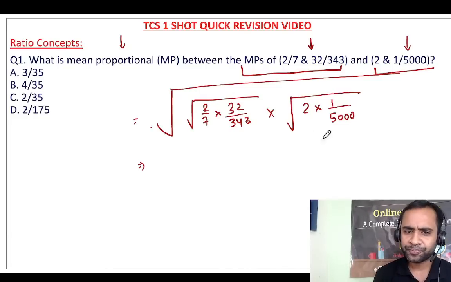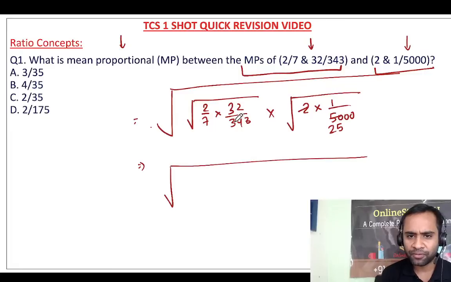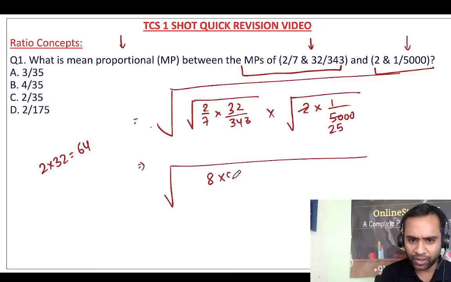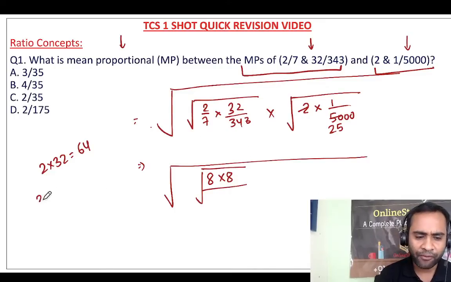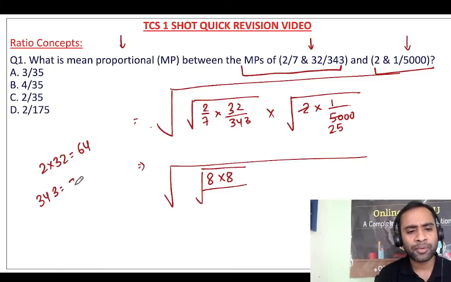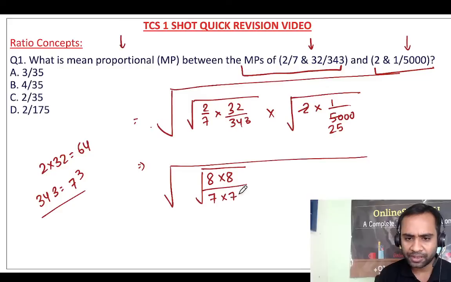Fine. So here you can see 225 times, right? Okay. Then the square root of 2 into 32. Sir, 2 into 32 is 64. 64, sir, we can write as 8 into 8. Okay, very good. Now, sir, what is 343? Sir, you have asked us to remember cubes and all. I know it is 7 cube. So this is 7 into 7 cube. And what about this, sir? Sir, it is 1 divided by 2500.